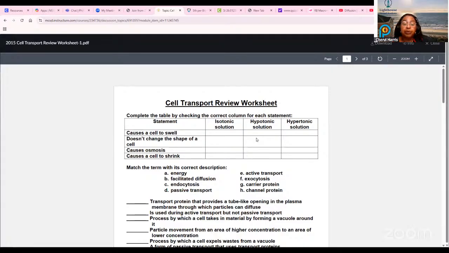Now I'm in the second column. If we're hypertonic, where are we putting the checks? I just finished saying you're going to have a check all the way across for causes osmosis, because water is going to keep moving. It's going to swell, so you're going to put the check mark on the top one, and on causes osmosis. That means with hyper, you're going to put a check mark for cell shrinks and causes osmosis. So we've just completed that first box for you.